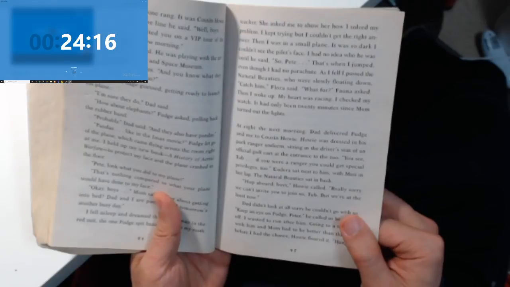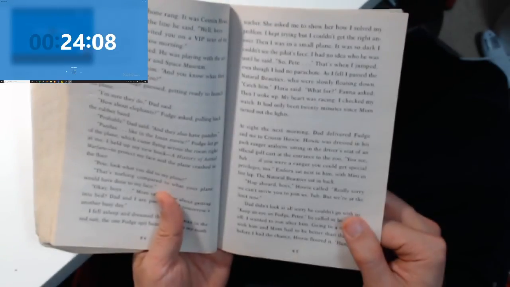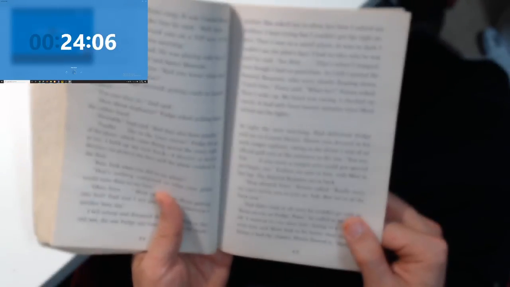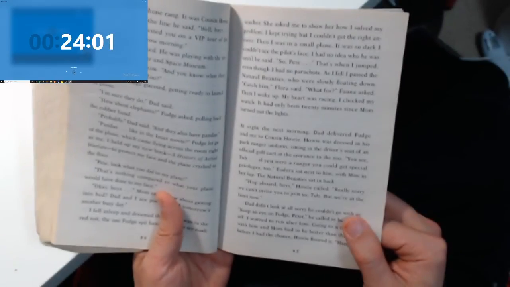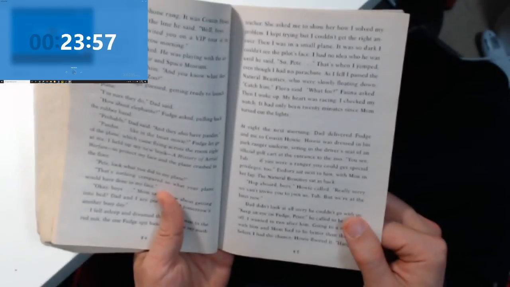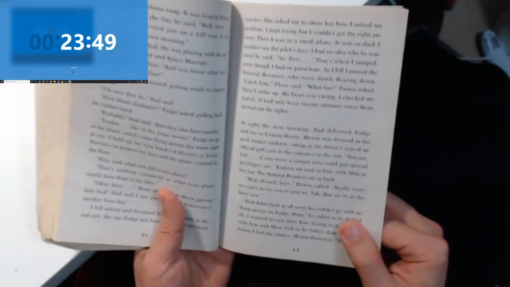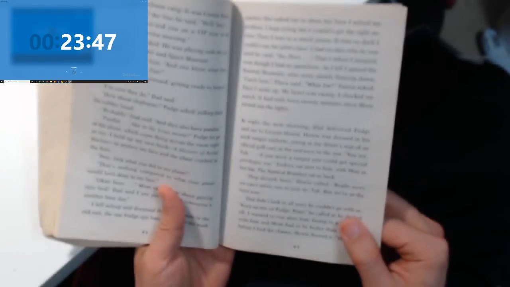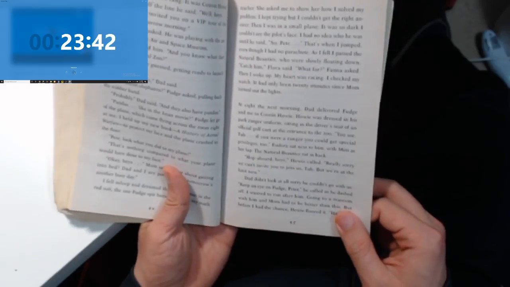At 8 next morning, Mom delivered Fudge and me to Cousin Howie. Howie was dressed in his park ranger uniform, sitting in the driver's seat of an official golf cart at the entrance to the zoo. The natural beauties sat next to him with Minnie in her lap, and in the back. "Hop aboard, boys," Howie called.